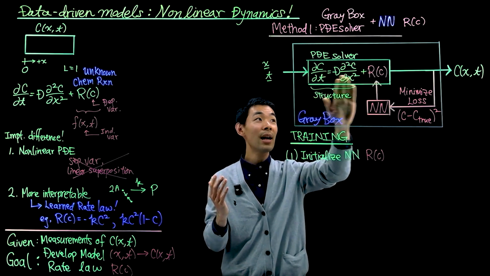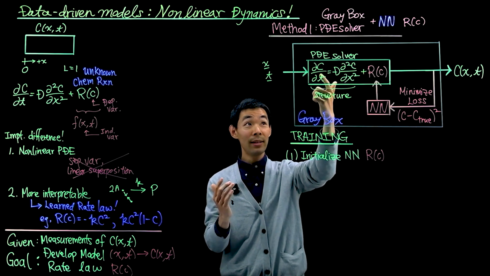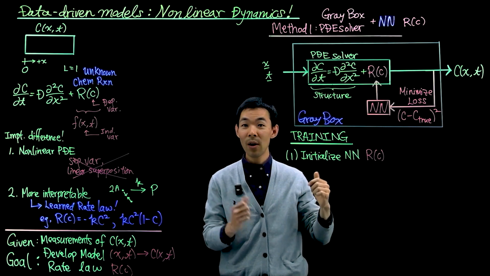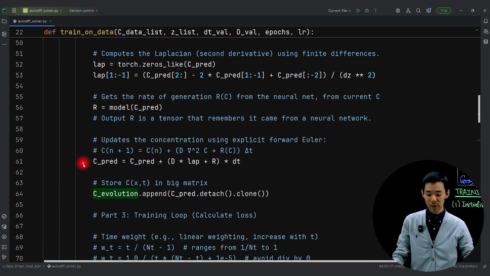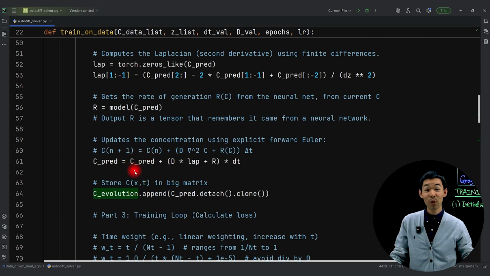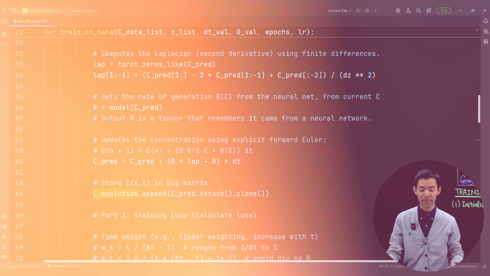Now all we need to do is time integrate this equation because we have a partial C, partial T on the left-hand side. So all we need to do is integrate this forward in time. And what we're going to see here is exactly that. So we have here the predicted concentration profile in the next time step is equal to the current concentration profile at the current time step plus diffusion coefficient times Laplacian plus the rate law, times dt. This is just explicit forward Euler integration. Let me just draw that on the board.